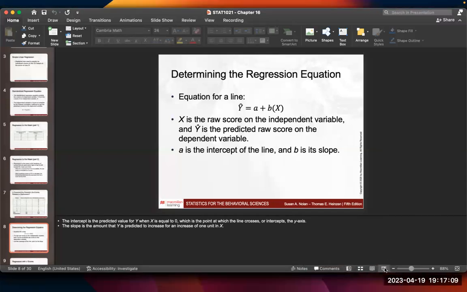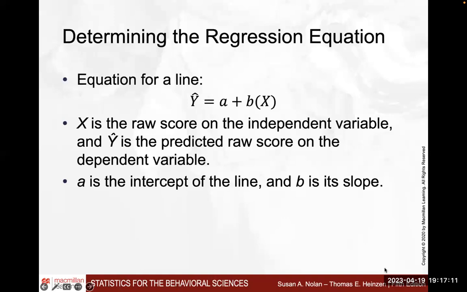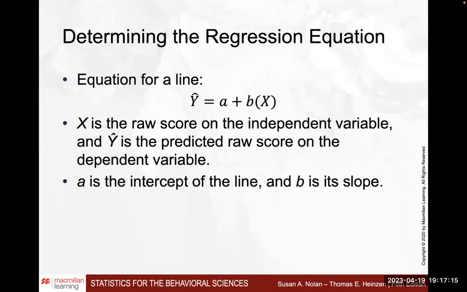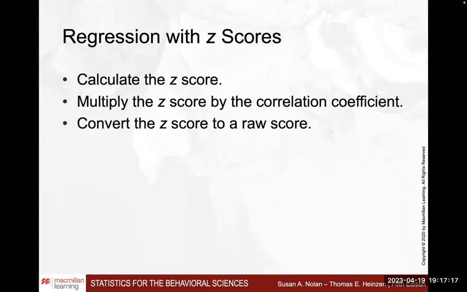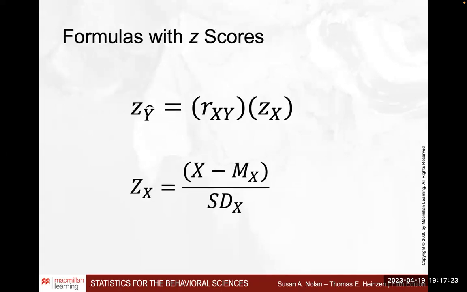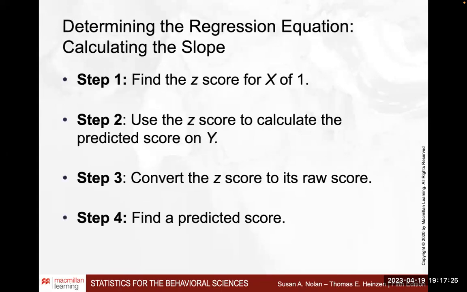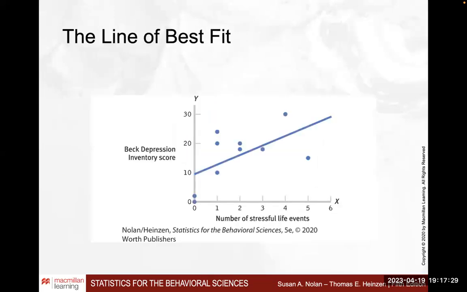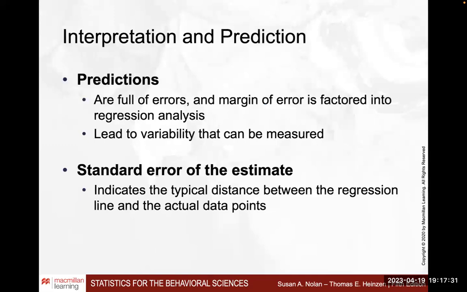Okay, so that's the regression equation. The intercept of the line is a, b is the slope. We're calculating the z-score, multiplying the z-score with the correlation coefficient, and we get this back to a raw score. We know all of this. And we get the equation for the line. We've done that, line of best fit, yes.